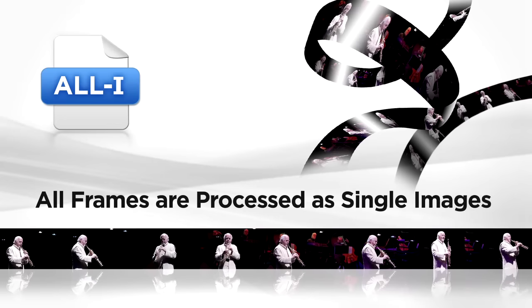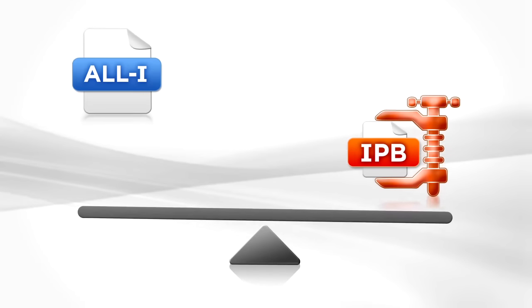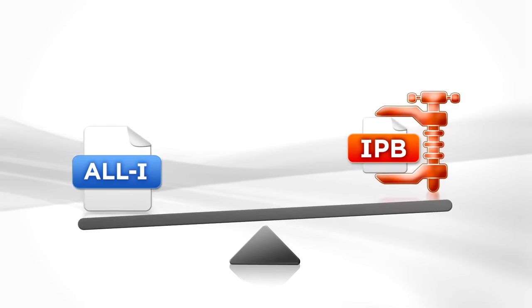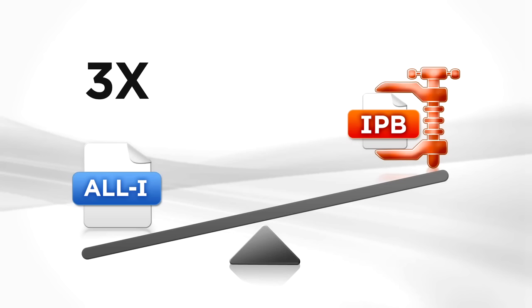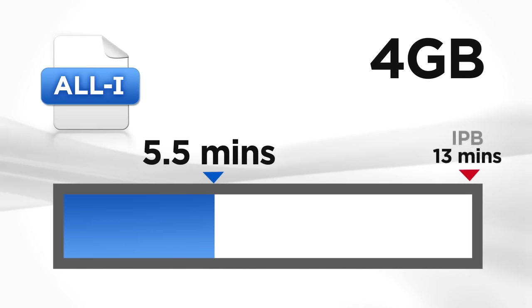With all-I compression, all frames are processed as single images, and each frame can be edited individually without losing image quality. For this reason, the overall movie file size will be nearly 3 times larger when using all-I compression versus the IPB method. A 4 GB video file using the all-I compression would record roughly 5.5 continuous minutes.